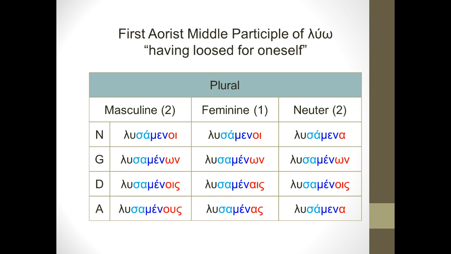Moving to our plural, again, everything is the same 2-1-2 pattern that you've been familiar with from very early on in the course. The men, which is your indication in the aorist that you're dealing with the middle, and the telltale sigma alpha. Beginning with the nominative, lusamenoi, lusamenai, lusamena. Lusamenon, lusamenon, lusamenon. In the dative, lusamenois, lusamenais, lusamenois. And in the accusative, lusamenous, lusamenas, lusamena.